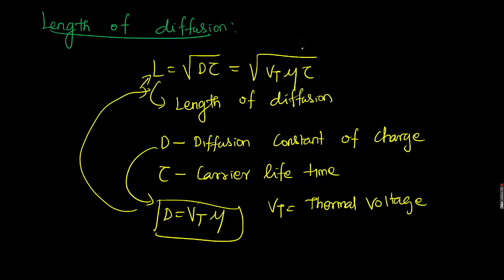Okay. Next, suppose they are asking to calculate the diffusion length of electrons, then they will give you the value of Dn into tau. So Dn means what?